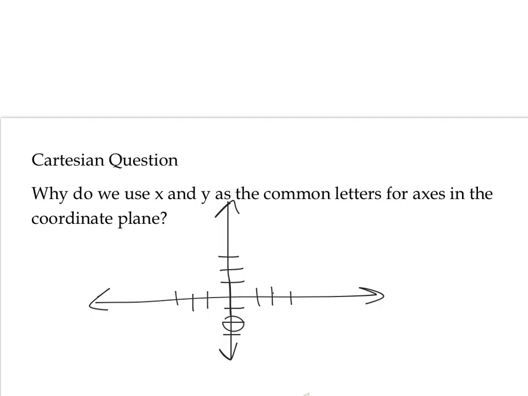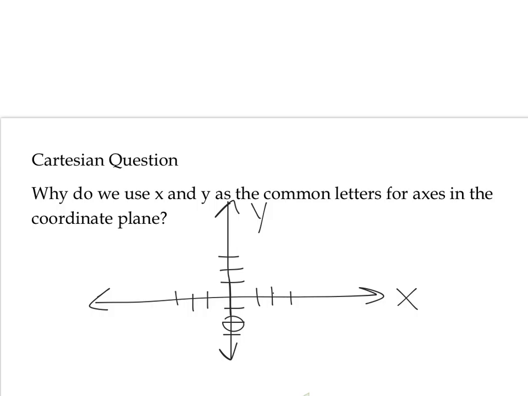But why do we use x and y for these? Why do we call this the x-axis and the y-axis? Well, the common convention in math has always been to use letters at the end of the alphabet for unknowns, for things that we don't know. So we're thinking, well, what about Z? Wouldn't Z be really the end of the alphabet? Why wouldn't you use Y and Z?